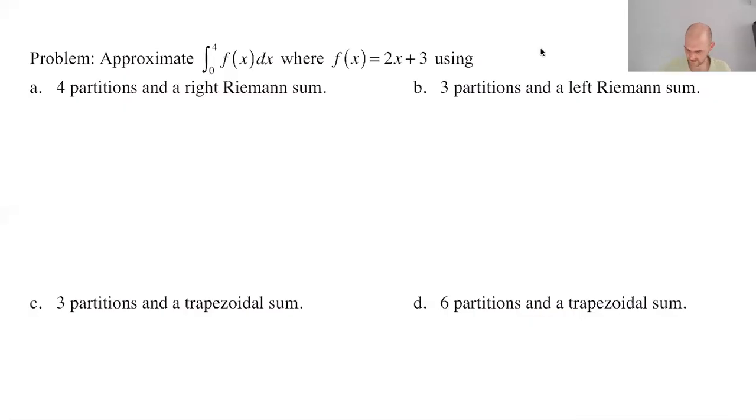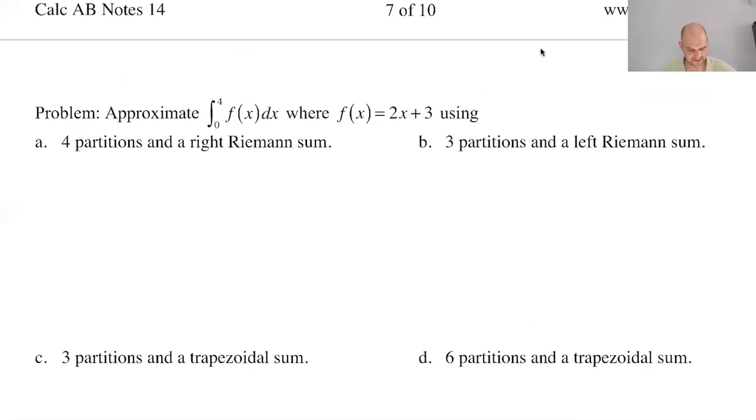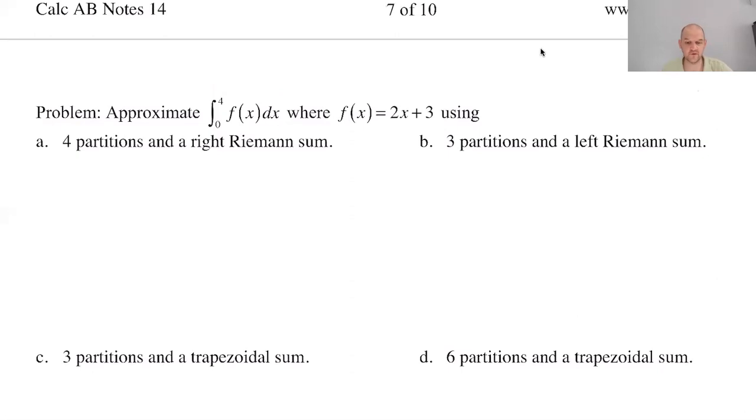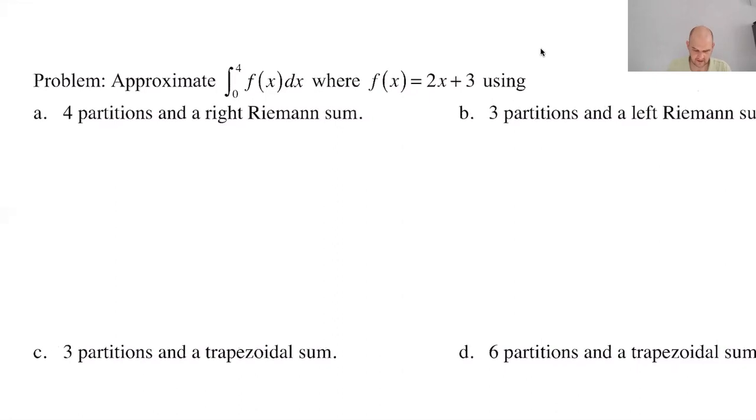All right, we're back. We're on page 8 of notes 14 of Calc AB. We're approximating definite integrals using Riemann sums, using trapezoidal sums, using whatever it asks for. So let's see. It says approximate the integral from 0 to 4 of f of x dx, where f of x is 2x plus 3, using 4 partitions and a right Riemann sum, 3 and a left, 3 and a trapezoid, 6 and a trapezoid.